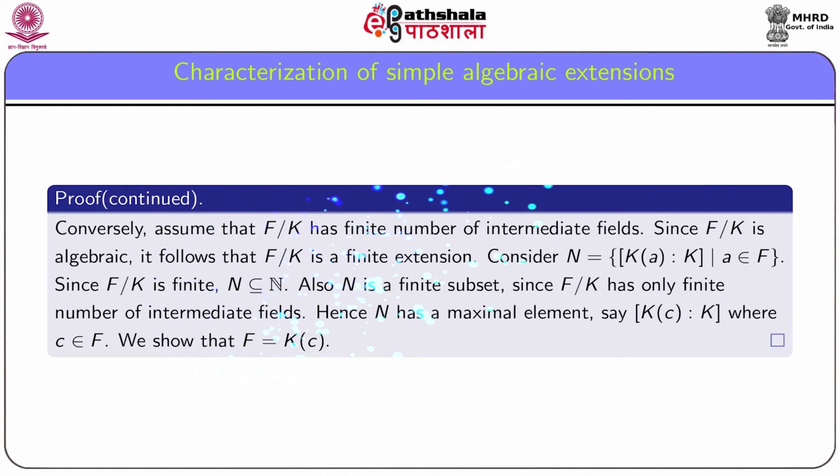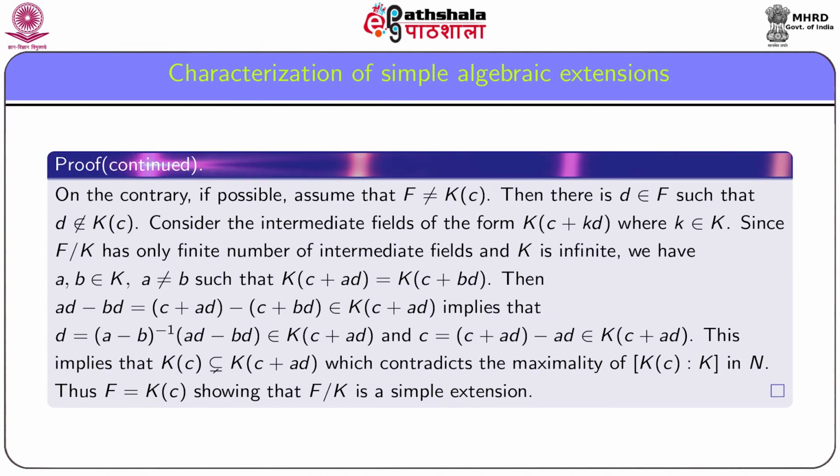Now consider the set N as the set of all degrees of the extensions of the form K(a) over K, where a runs over F. Since the extension F over K is a finite extension, the set N becomes a subset of the set of all natural numbers. Also, N is a finite subset, since the extension F over K has only finite number of intermediate fields. Thus, N becomes a finite subset of natural numbers, and so it has a maximal element. Say it is K(c) over K, where c belongs to F.